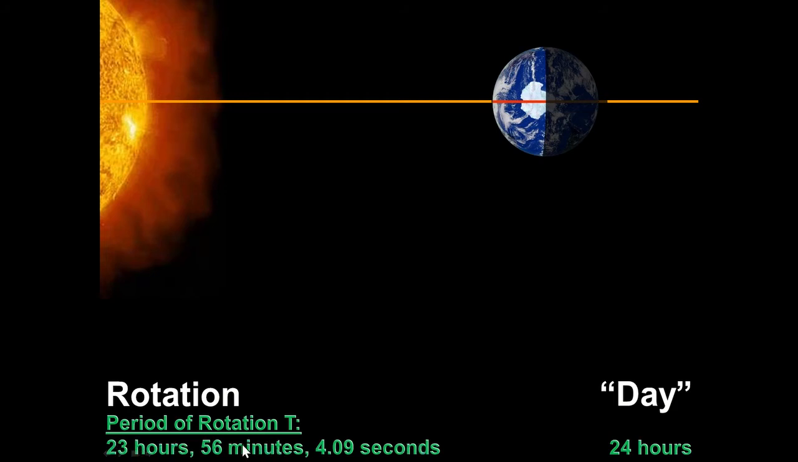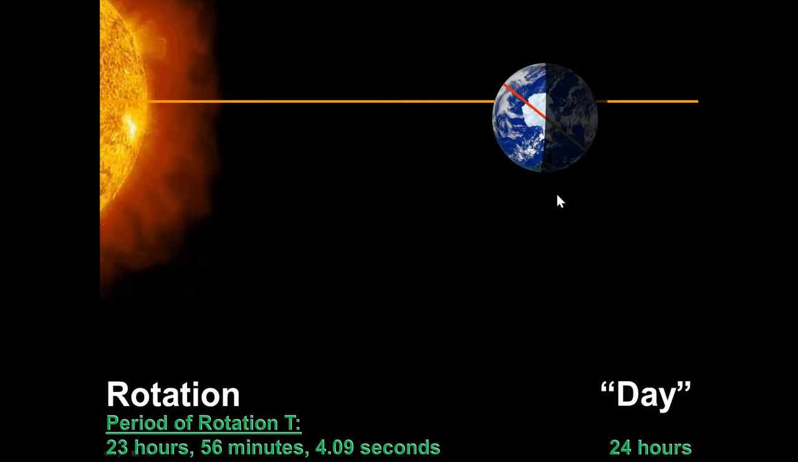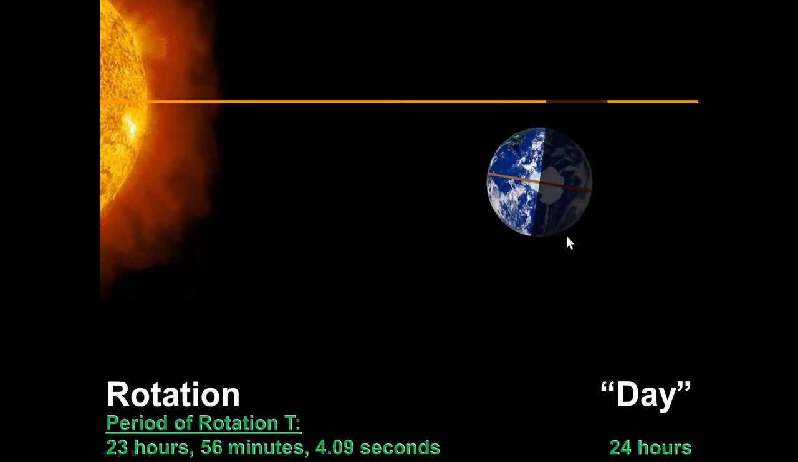Okay, so let me see if I can explain briefly why the period of rotation is about 4 minutes shy of a 24-hour day. If you're standing right here on Earth and the sun is directly over your head, that is noon. It's high noon. And if we just look at Earth's rotation, the time from high noon to high noon is 24 hours. That's the definition of a day. But the Earth isn't just rotating. As it rotates, it also revolves.